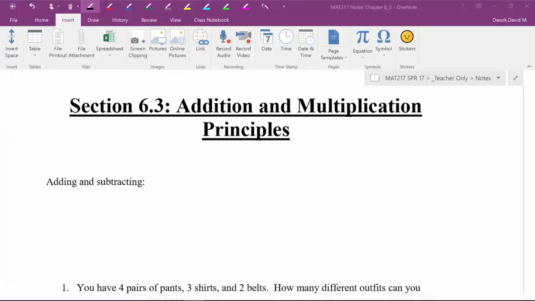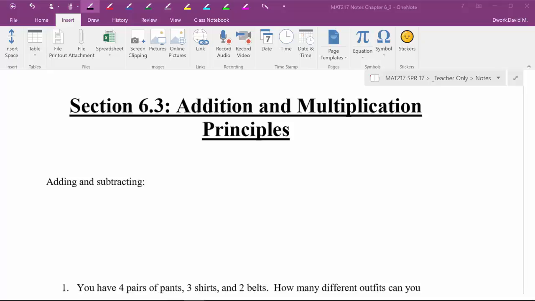In this section, we're going to start counting. Now, I told you in the last section that counting is kind of a big deal. You may think you know how to count, but you don't. Anyway, you're going to start to realize what I mean by that. And maybe you do know how to count. I'm just being a little silly.